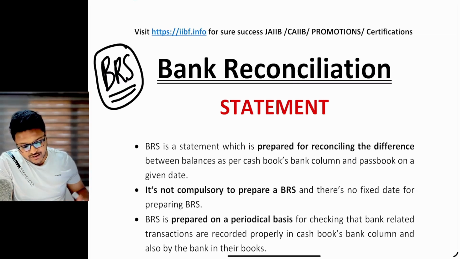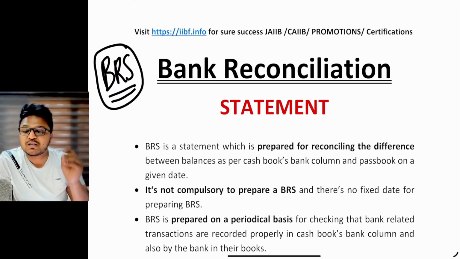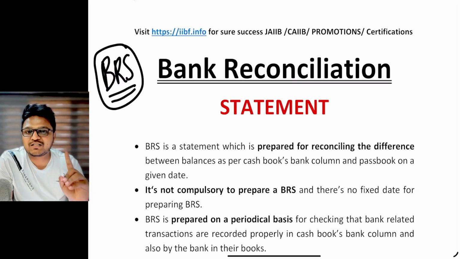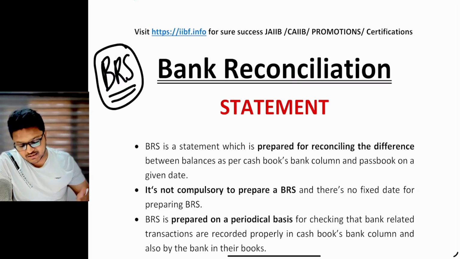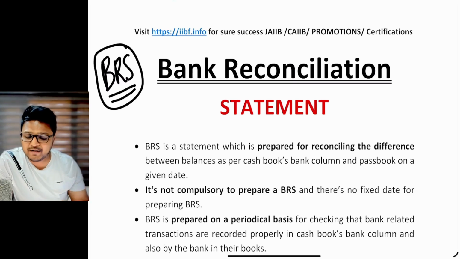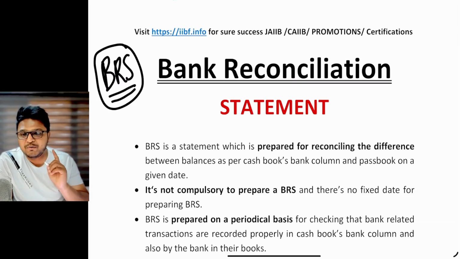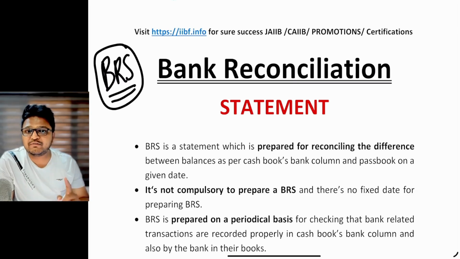Okay, so now let's first of all focus on the basics, because theoretical questions can also be asked from this particular topic. Now, why is BRS to be done? First of all, let's know what BRS is. So BRS, that is a Bank Reconciliation Statement, is a particular statement. As the name says, it's a statement which is prepared to reconcile the differences between the balances of the cash book as per the firm and the passbook on a particular given date.